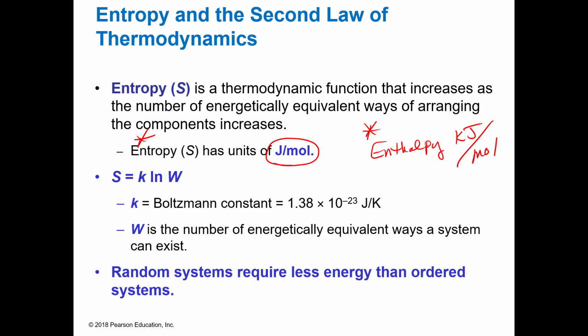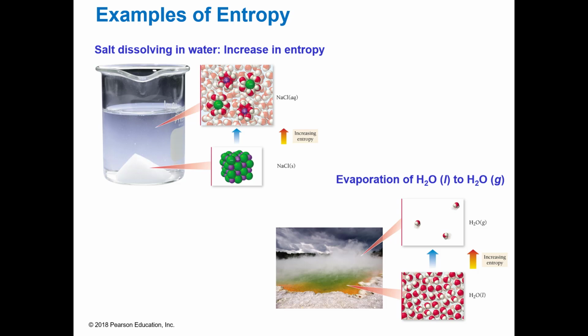Entropy is defined as the Boltzmann constant times the natural log of W, which is the different ways you can rearrange something. So it's dependent on those two things. Notice that the Boltzmann constant depends on Kelvin, so temperature, and then how many ways you can rearrange something. Those are the things that are going to impact entropy. Random systems require less energy than ordered systems. If I want something to stay ordered together, I'm going to have to keep the energy coming to it.